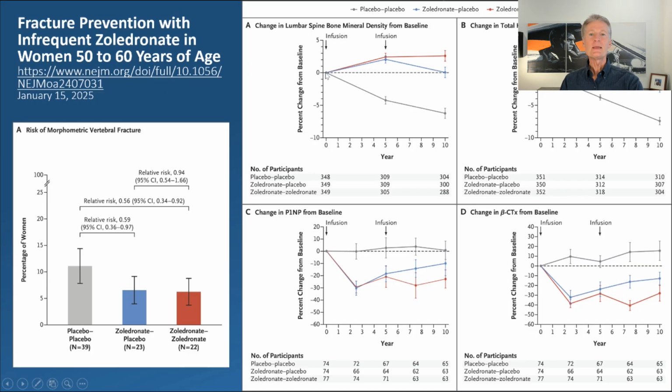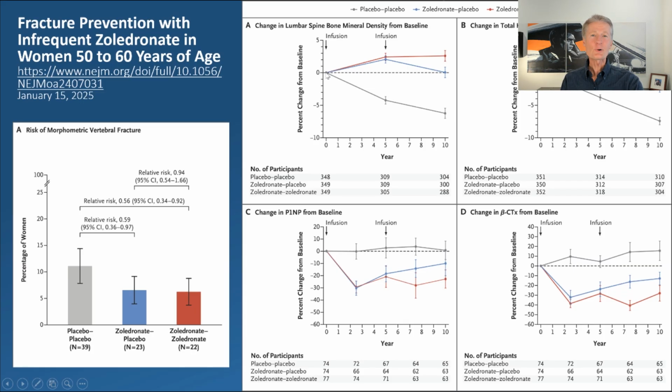Year 0, there are 3 groups. One group was placebo. They got an infusion of saline or something to that effect, candy. I don't know what they put in those things. So they got a placebo infusion, and they lost bone over the 10-year period.